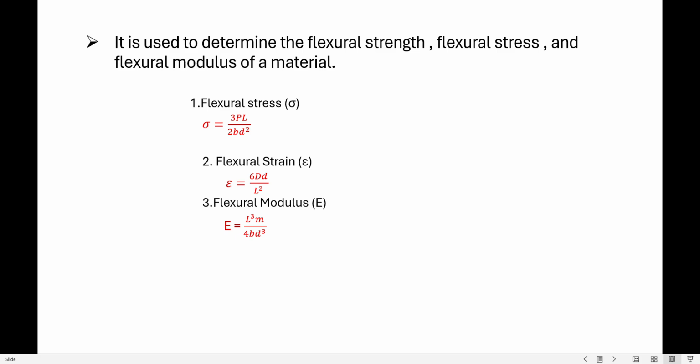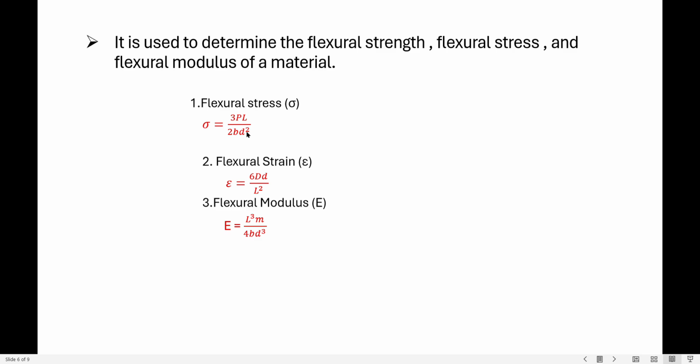And it is used to determine the flexural strength, flexural stress and flexural modulus of a material. The flexural stress is the stress developed in a material when it is subjected to bending. It is also called bending stress, and it is denoted by the symbol sigma. Sigma is equal to 3PL divided by 2BD square, where P is the applied load and L is the span length, B is the width of the specimen, and D is the thickness or depth.